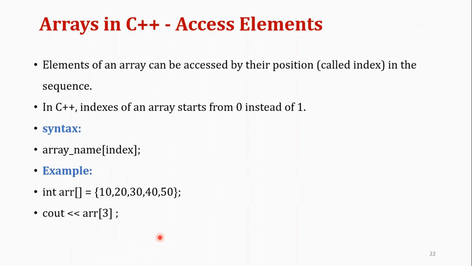Accessing the array elements: my array name is ARR, and I initialized it with this initialization. ARR of 3 would be the fourth element, 0, 1, 2, 3. So this ARR of 3 will be 40. In this way, you can access the elements, starting from 0 to n minus 1, where n is the size of the array.